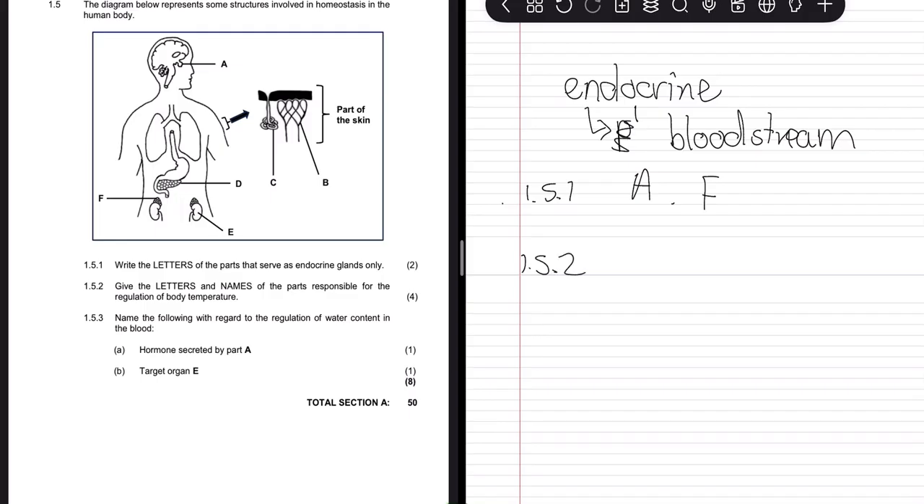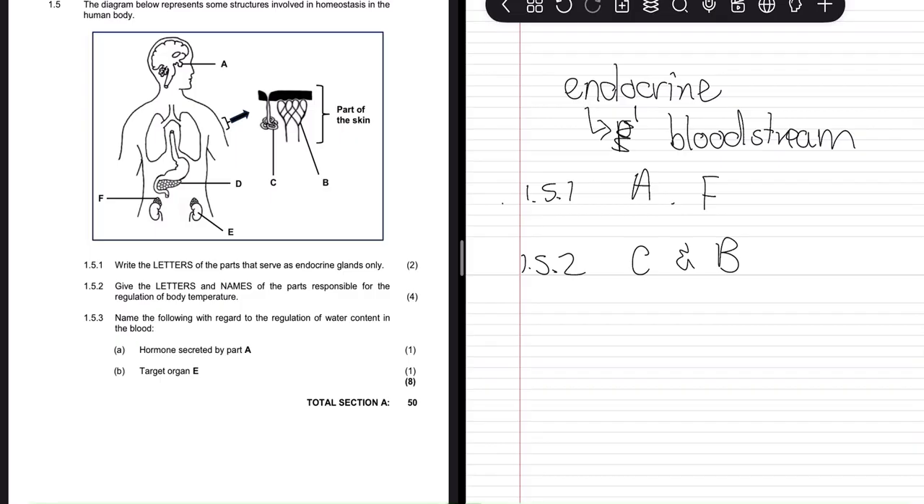1.5.2. Give the letters and names of the parts responsible for the regulation of blood temperature. Okay. So the regulation of blood temperature happens at our skin. If we remember, responsible for regulation of blood temperature, we would either have sweat glands being stimulated to cool off the skin. Also, if our skin is too cold, we then have vasoconstriction, or our blood vessels becoming smaller. So that part of the skin there, that C and B, can be used for regulation of temperature, all right?